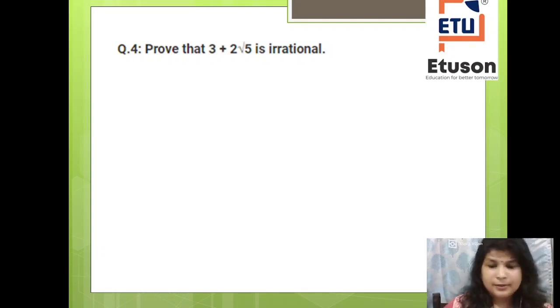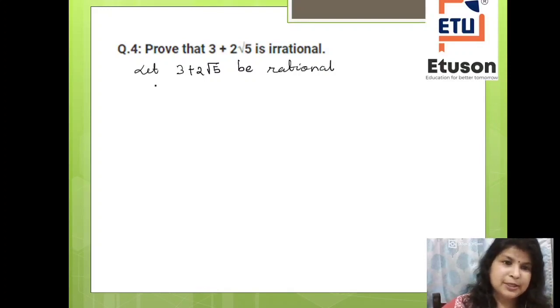Prove that 3 plus 2 root 5 is irrational. So how do we do this? If you remember, we have to use the method of contradiction. So let 3 plus 2 root 5 be rational.